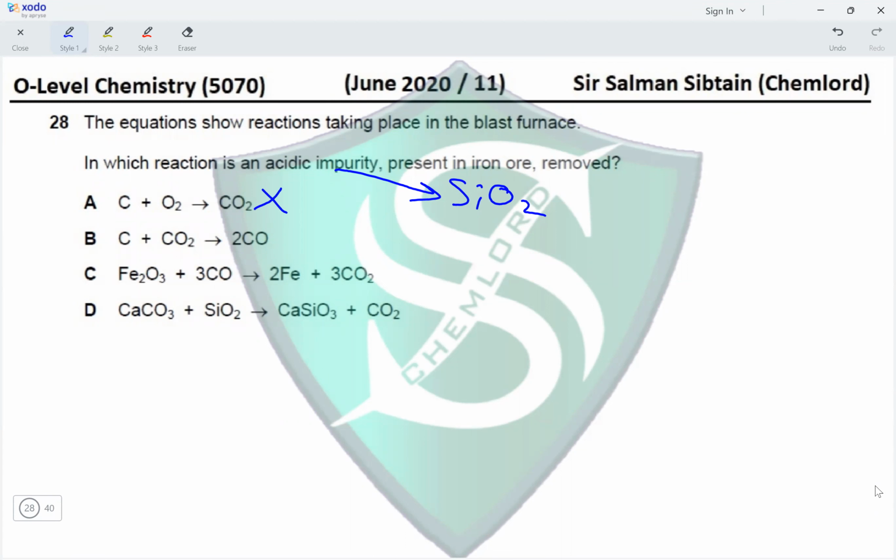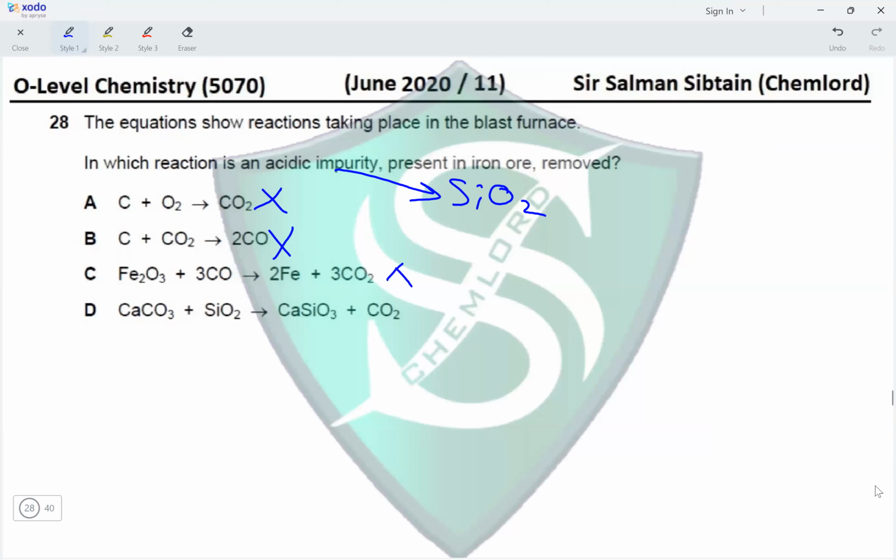B, carbon plus carbon dioxide gives carbon monoxide. This is carbon dioxide undergoing reduction. So there is no removal of acidic impurity from iron ore. Fe2O3 plus 3CO gives Fe plus 3CO2. This is how iron is extracted from its ore hematite. There is no acidic impurity being removed here.